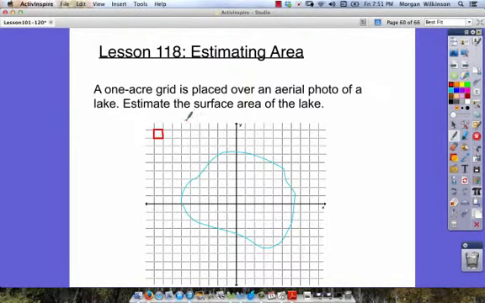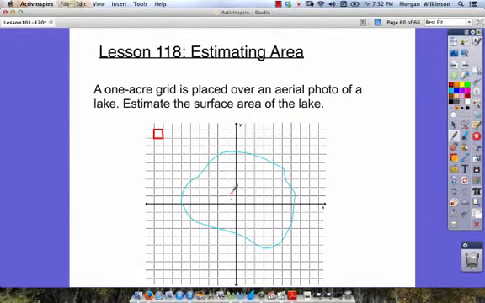Now this is a really important problem to know how to do, because if we have reservoirs that are filled up with water that cities rely on, it's important to be able to take aerial photos of them from the sky and see how much water is in there. It's a great way to predict how long a water source may last, or if a reservoir is full, or if it's nearly empty. So a way to estimate the surface area of the lake, because we want to know how many acres this lake is, is we can count the grid.